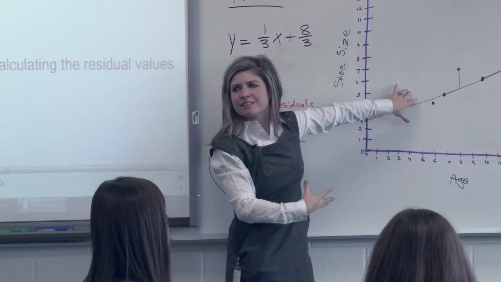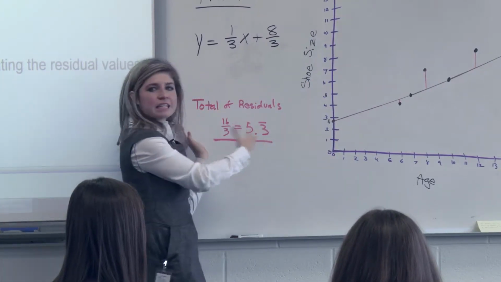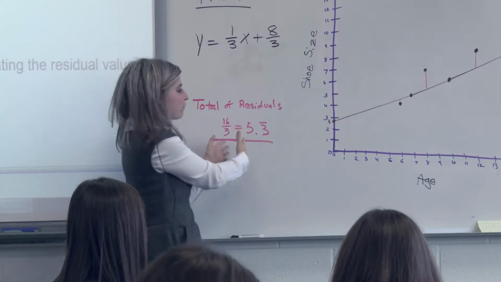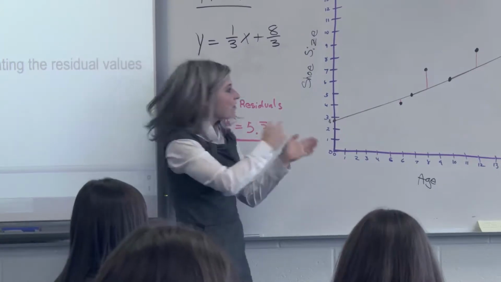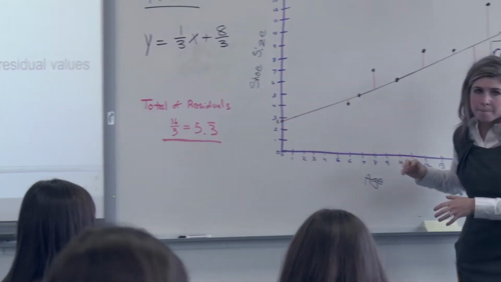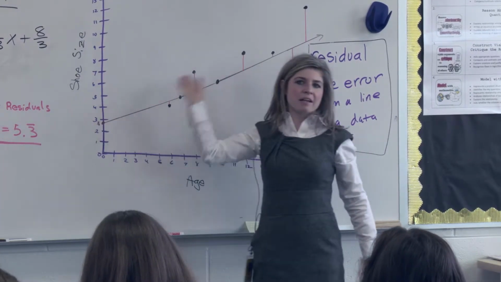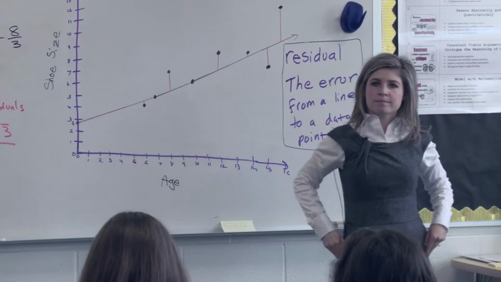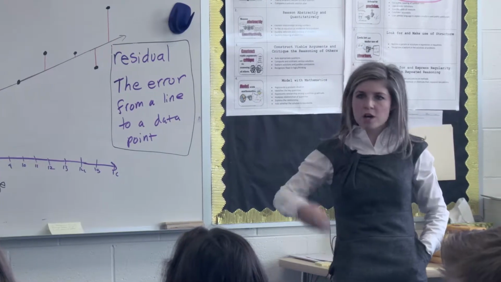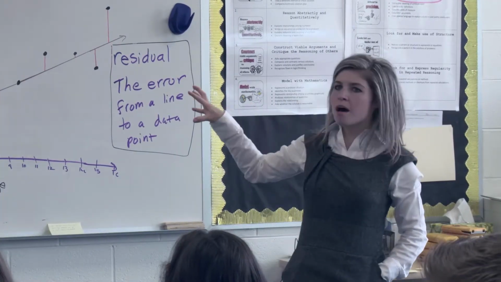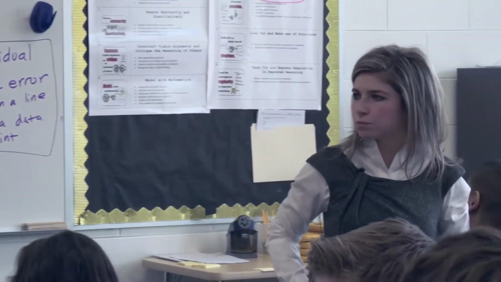Is this line perfect? No. And over the weekend, when you were actually finding the sum of the residuals, you should have found that the sum is 5.3 repeated, or 16/3. That's all of this red distance added up. What do you think this sum tells us about our model? As a group, talk about it. Discuss that question in your groups.